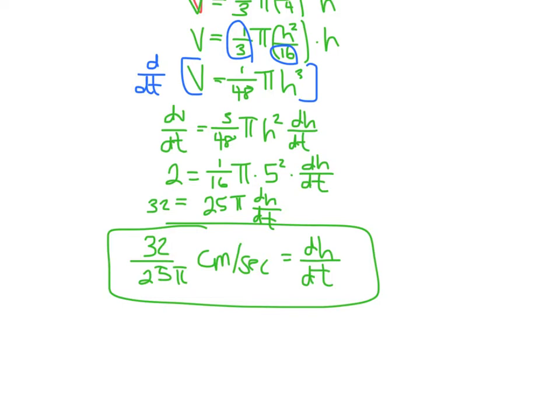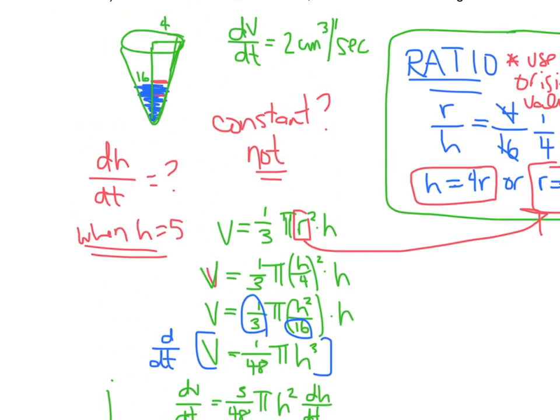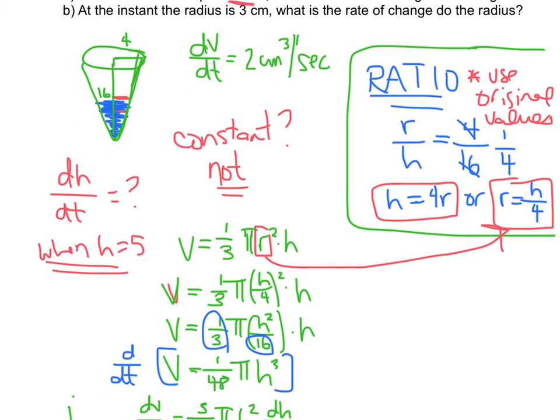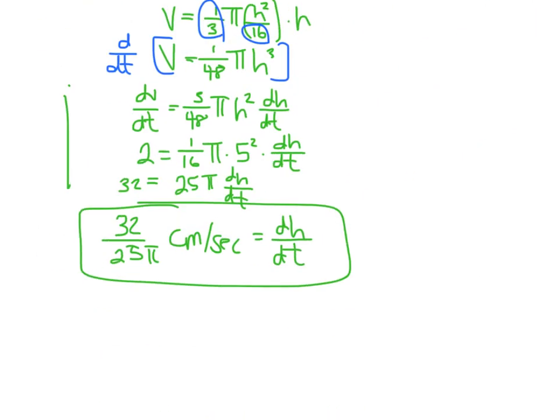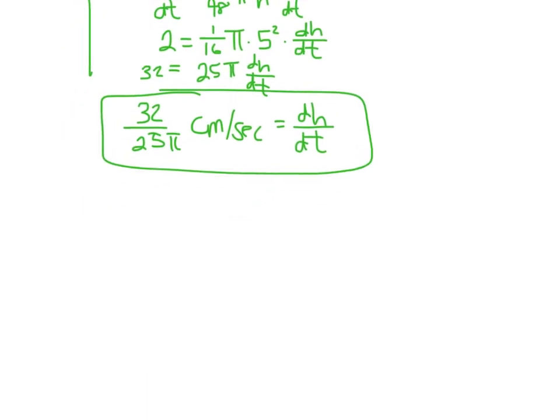All right, so now we have to do the whole same thing with part B. But if we go back and look, we're going to still use this same volume formula. But now, since we want the rate of change of the radius at the instant the radius is 3, we want to take that formula but have everything in terms of r's. So we're going to keep working on this problem here.